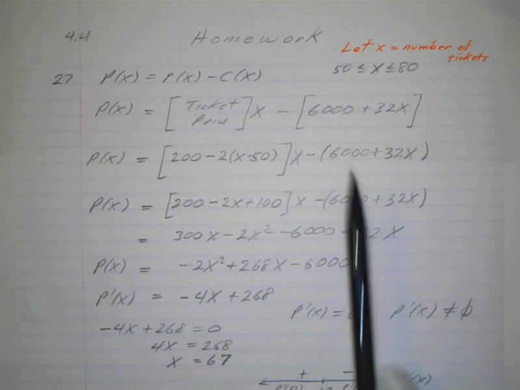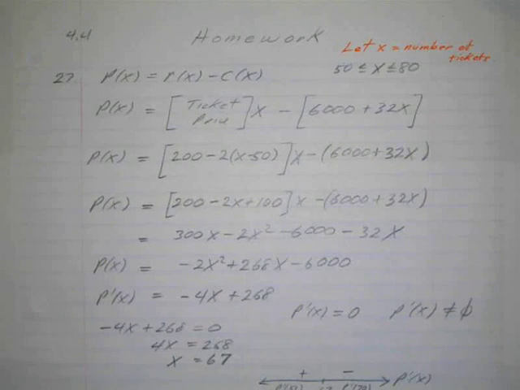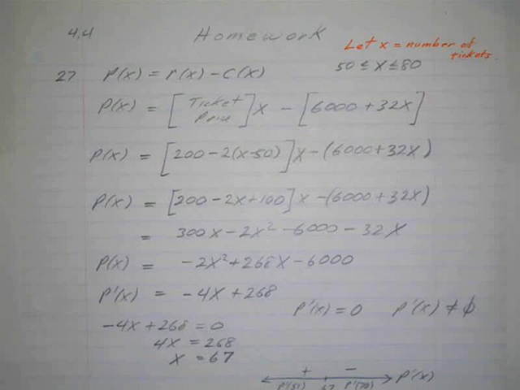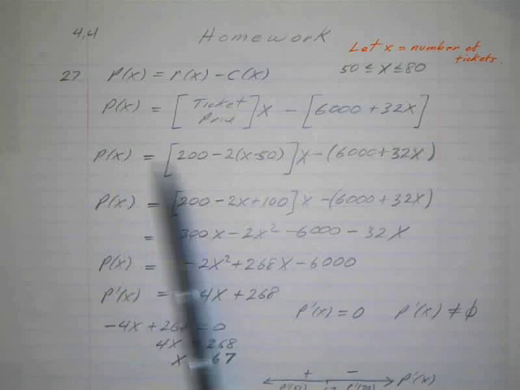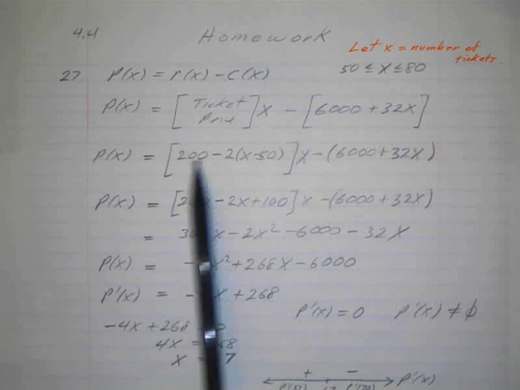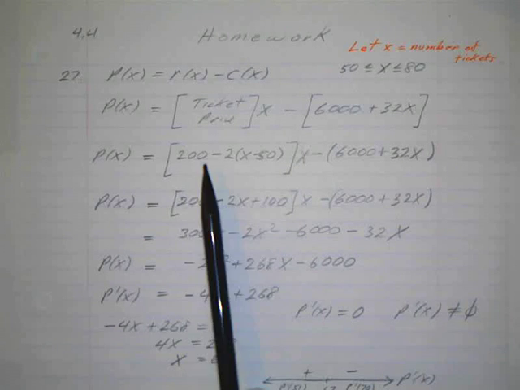And my cost would be 6,000 plus 32 times 50. Okay? So you can figure that out. Now I'm going to simplify this because this is a big old mess here. There's all kinds of x's and numbers, so I'll multiply this out.